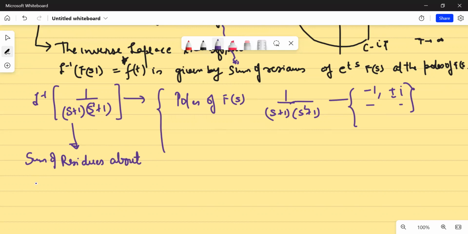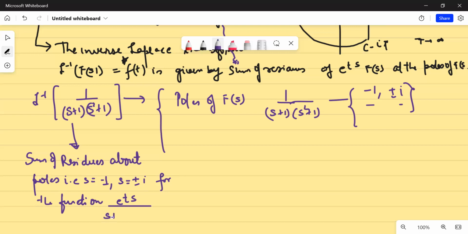about the poles, that is at s equal to -1, s equal to plus minus iota, for the function e^(ts) divided by (s plus 1)(s square plus 1), right? This is what I told you. So you have to find the sum of residues of the function e^(ts) into F(s) at the poles of F(s).